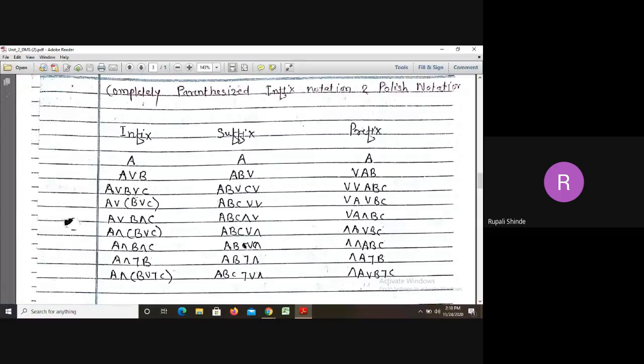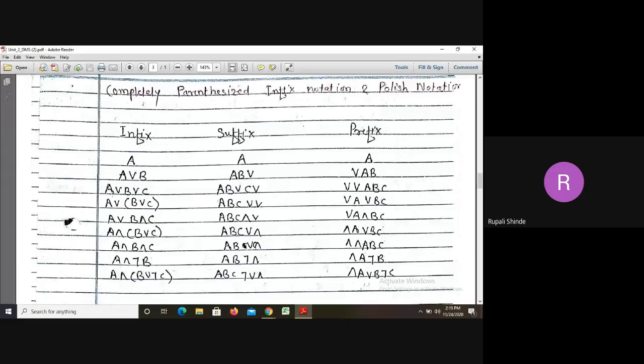Now what is remaining? Or C is remaining, and in suffix form, the operator comes after the operands. C is an operand, so we have to write that C here, and then we have to take the operator. So its suffix form is A, B, or, C, or. Likewise, we have to convert this one into prefix form.